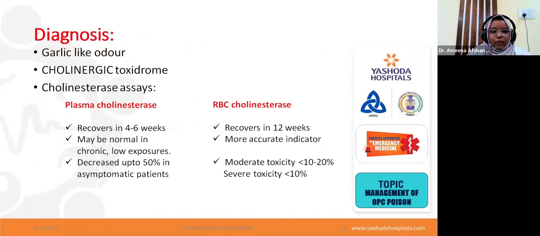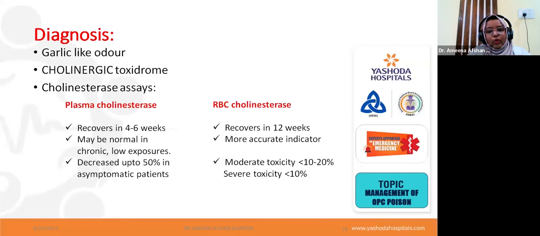So how do you diagnose? Mostly we read about a garlic-like odor, but it is very difficult to find because mostly people take it with other poisons, like they mix it with alcohol. We may not be able to find the garlic-like odor. But the cholinergic toxidrome, where the patient is drowning in their own secretions, salivation, lacrimation, bronchorrhea, all this can be seen. And we can also do a cholinesterase assay.